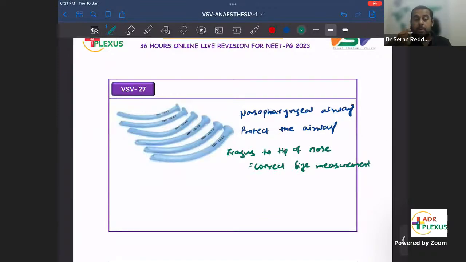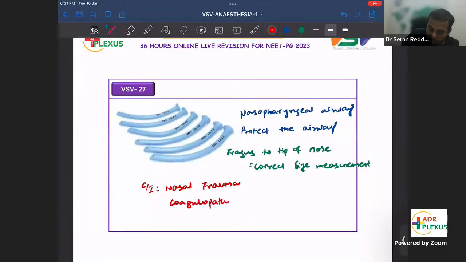And here it is contraindicated in those who have nasal trauma and coagulopathies, and even basal skull fracture. Those who have basal skull fracture, those with CSF rhinorrhea, this is all contraindicated.